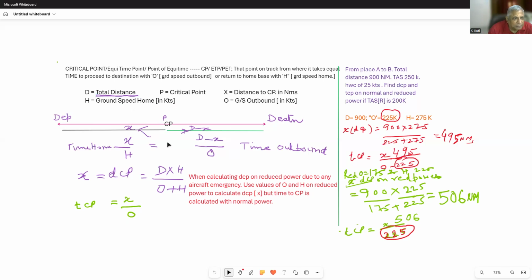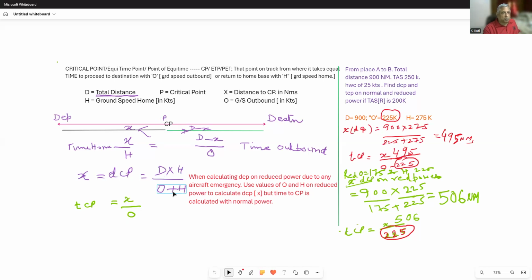Now, a little bit of theory. If a pilot decides to return home by this distance X to the critical point called DCP, with the ground speed home, distance by ground speed is time, should be same as remaining distance D minus X divided by ground speed outbound with which he was flying. These two times should be equal. O and H are known to me. X is the only part not known to me. X, called DCP, distance from the departure to this point, will be DH over O plus H.